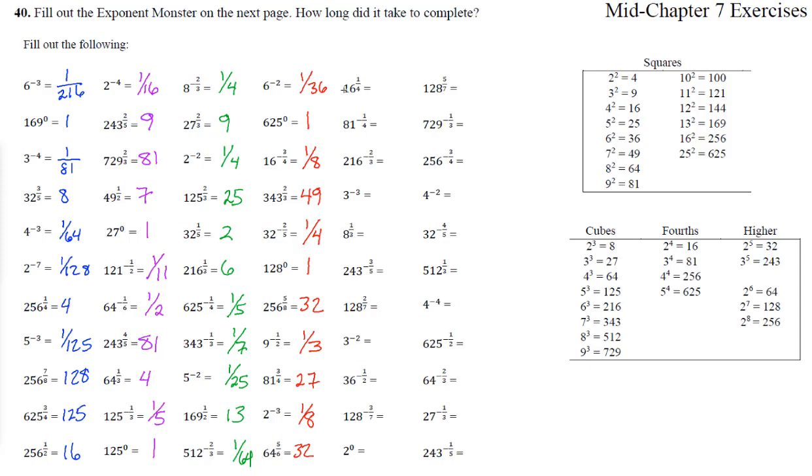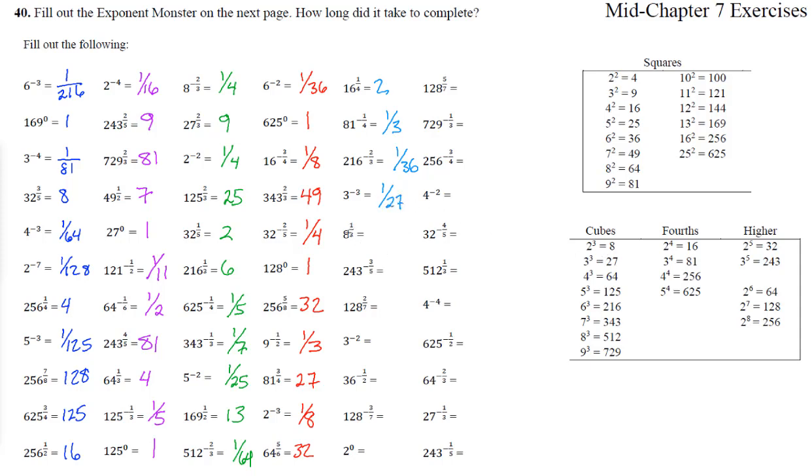The second to last column, 16 to the 1/4 power, so the 4th root of 16 is 2. 81 to the negative 1/4 power, so it's 1 over the 4th root of 81, which is 3. 216 to the negative 2/3 power, we've got to do 1 over the cube root of 216, which is 6, squared is 36. 3 to the negative 3 power, that's 1 over 3 to the 3rd power, which is 27.